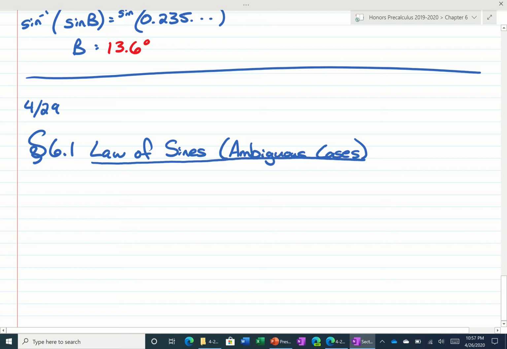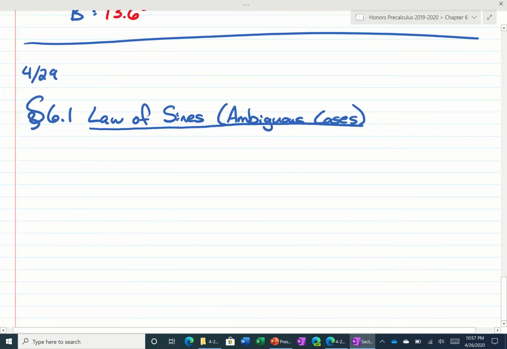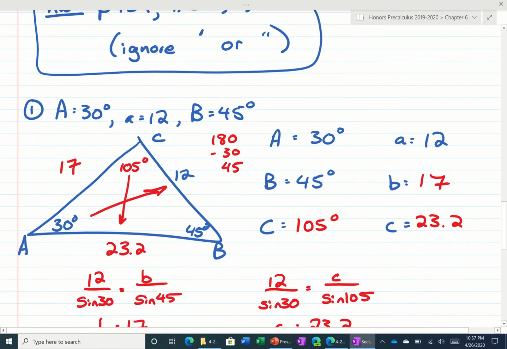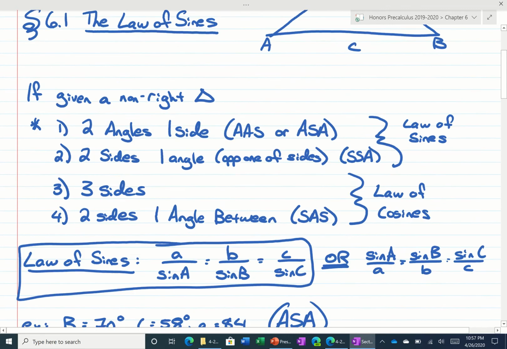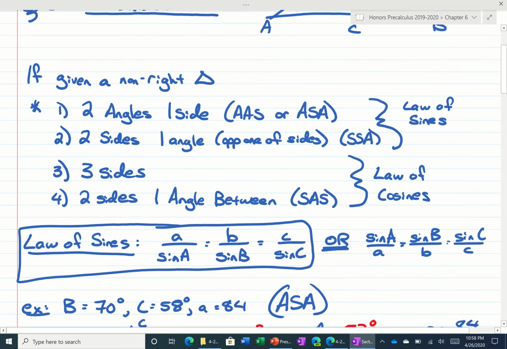Alright. Now, here's what the whole idea is about. So yesterday we focused on the first case. You did have one homework problem similar to number 2, but you should have been able to figure it out, and if not, I posted the homework solutions. If we have two sides and an angle opposite it, so a side-side angle, that's what we're going to be talking about today.